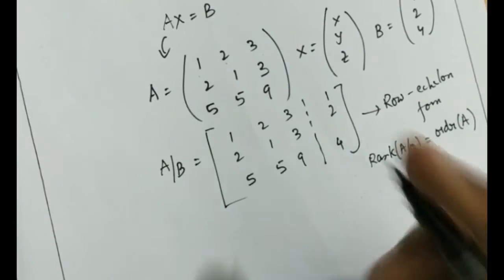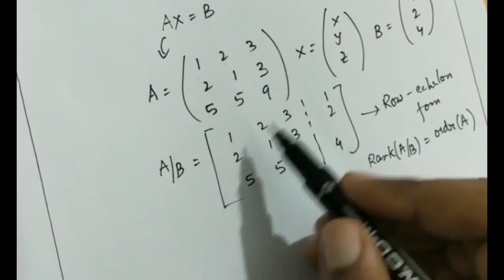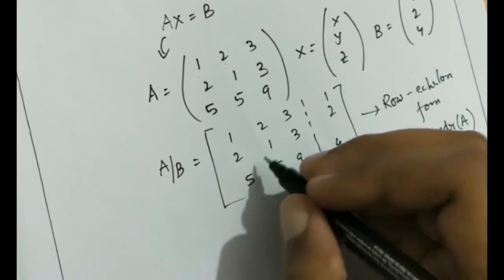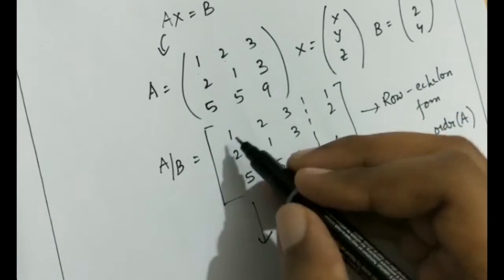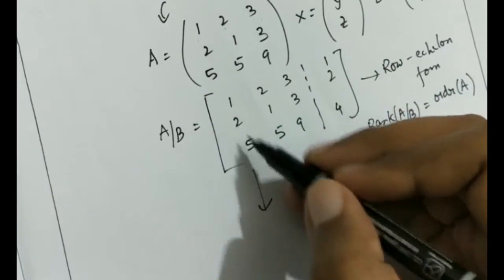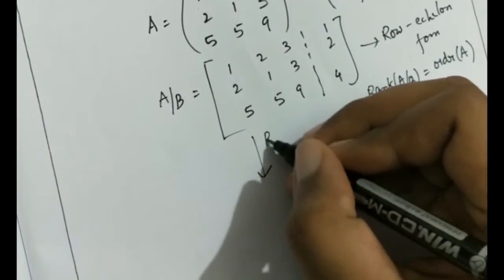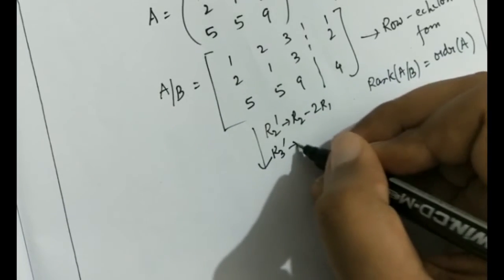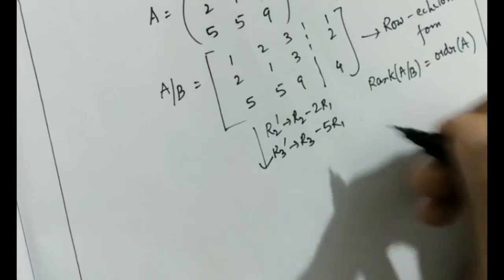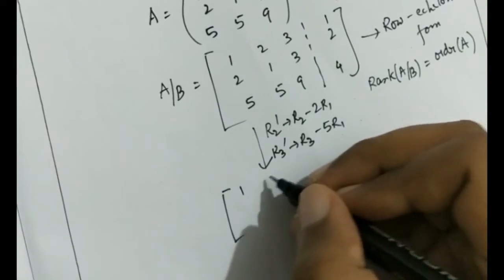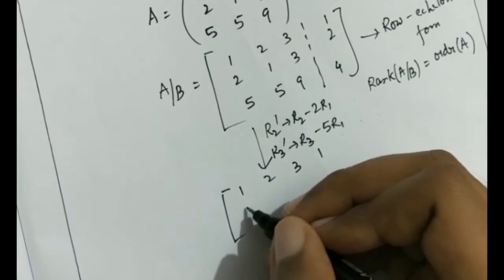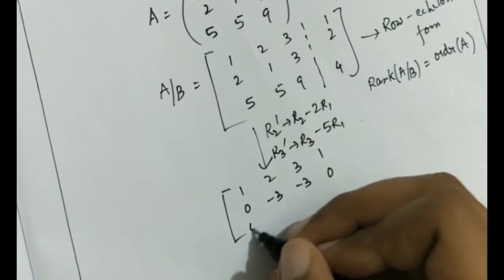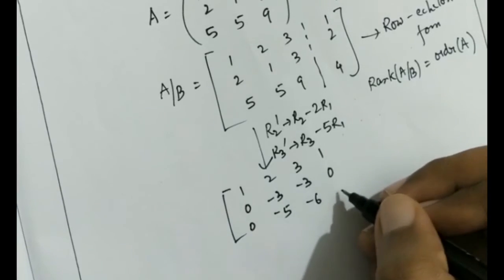So let's reduce this into the row echelon form. Row echelon form means it will turn into more or less like an identity matrix. So let's try that. For getting the row echelon form, first, 1 is there, the other two elements must be 0. So we are doing R2 prime equal to R2 minus 2R1, R3 prime equal to R3 minus 5R1. So the matrix will be 1, 2, 3, 1, 0, minus 3, minus 3, 0, 0, minus 5, minus 6, minus 1.